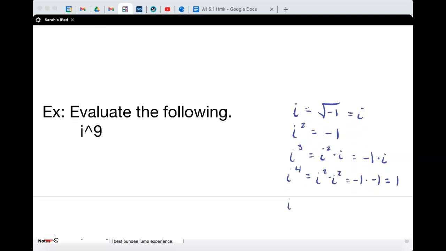And we can keep going with this pattern. I can find i to the 5th. If I know i to the 4th is 1, I can write i to the 4th times i, which is just 1i. And then I can do the same thing. I to the 6th is i to the 4th times i to the 2nd. And i to the 4th was 1. I to the 2nd power was negative 1. So it's negative 1.